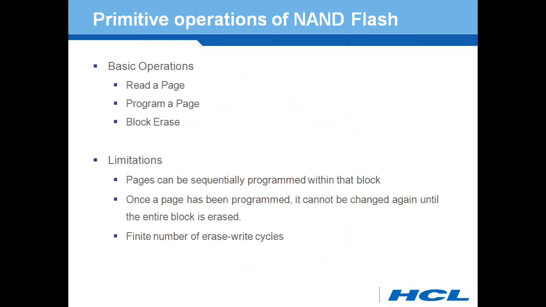So far we have discussed what NAND is, what its applications are, how NAND flash differs from hard disk or RAM and NOR flash when compared with other storage technologies, and the physical organization of the NAND flash. Next we are going to see the primitive operations required for a NAND flash. Flash basically has 3 operations: reading a page, programming a page, and erasing a block. All these 3 operations are needed to store data inside a flash.